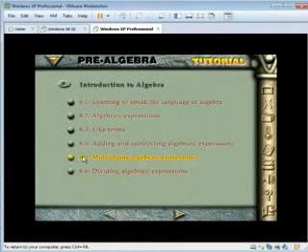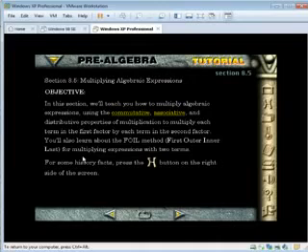Chapter 8, Section 8.5, Multiplying Algebraic Expressions. In this section, we'll teach you how to multiply algebraic expressions using the commutative, associative, and distributive properties of multiplication to multiply each term in the first factor by each term in the second factor. You'll also learn about the FOIL method, first, outer, inner, last, for multiplying expressions with two terms.